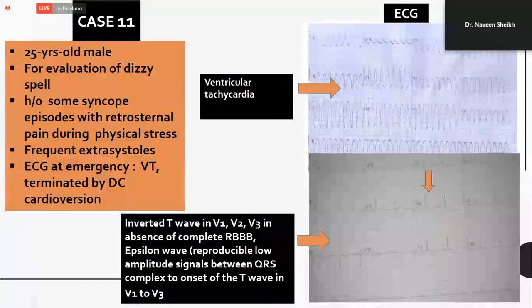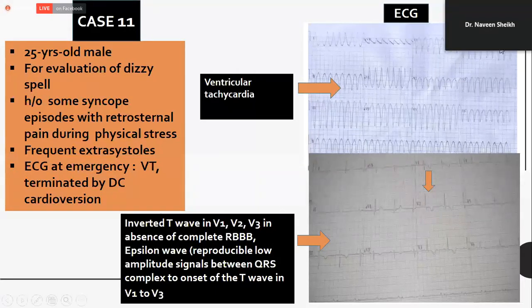My next case is a 25-year-old male. He came with an episode of palpitation spell, and some syncope episode with retrosternal pain during physical stress. Here we see the ECG, there is ventricular tachycardia. Also, epsilon wave was present in V1, V2, V3.